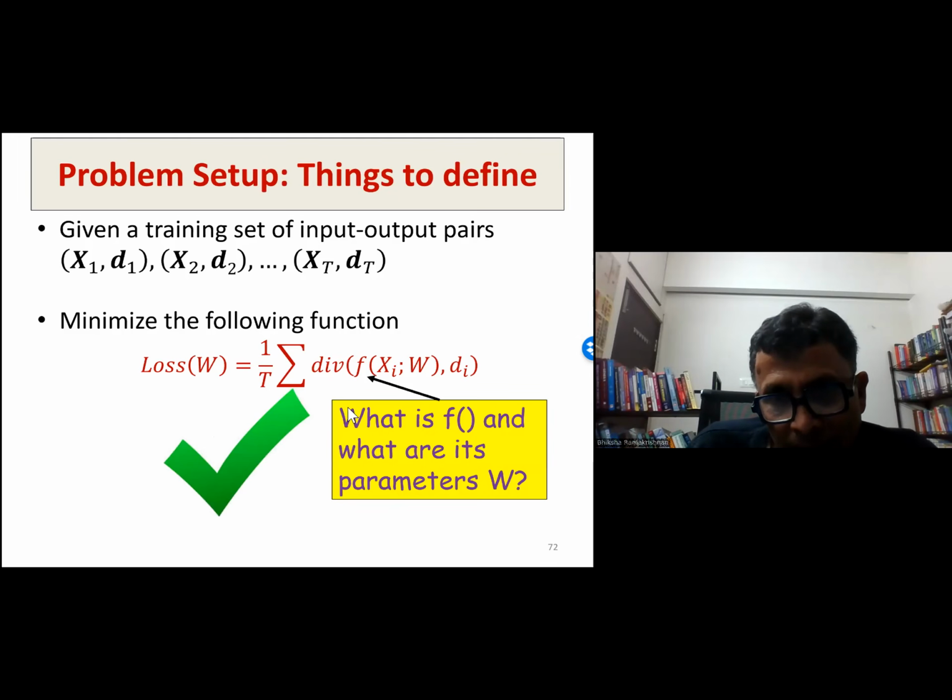So what we've done is we've defined the structure of the network and the various components of this network. So we've defined the function f and its parameters. Any questions?